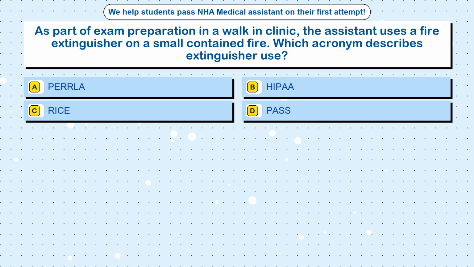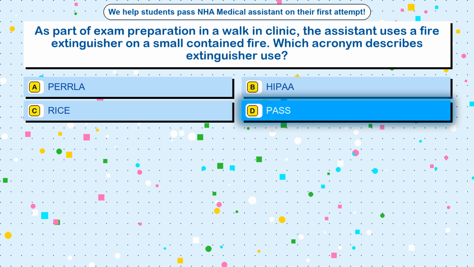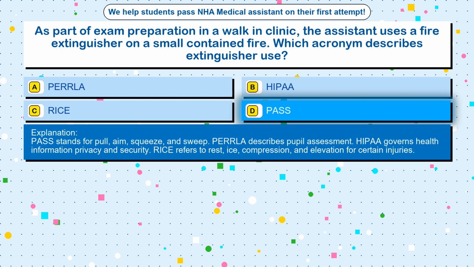Option B, HIPAA. Option C, RICE. Option D, PASS. The correct answer is option D, PASS. PASS stands for pull, aim, squeeze, and sweep. PERLA describes pupil assessment. HIPAA governs health information privacy and security. RICE refers to rest, ice, compression, and elevation for certain injuries.